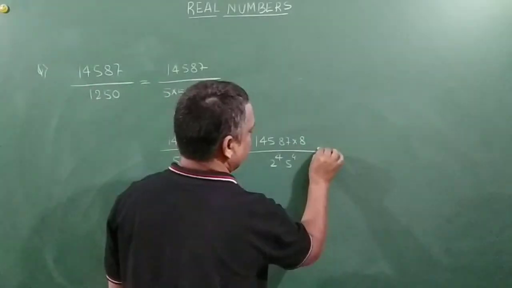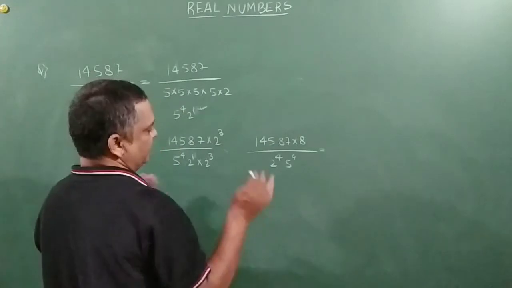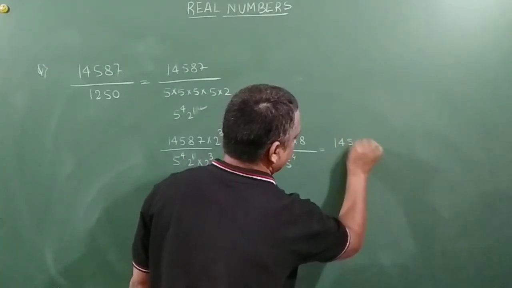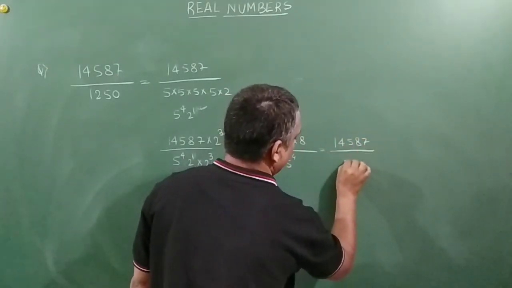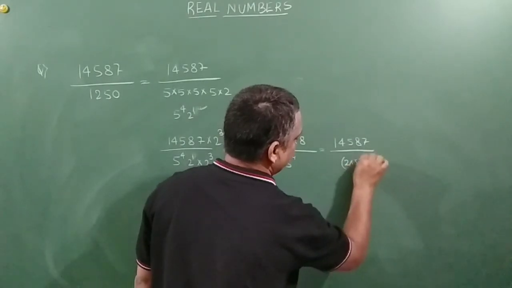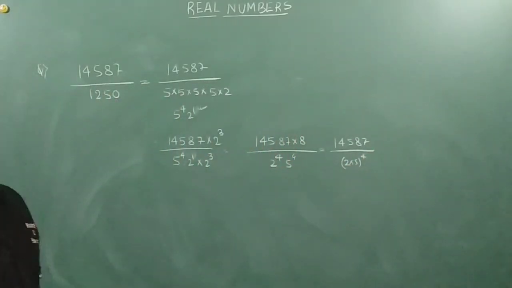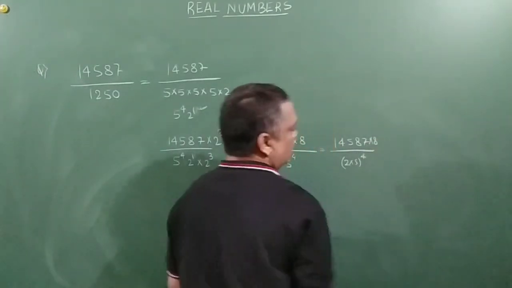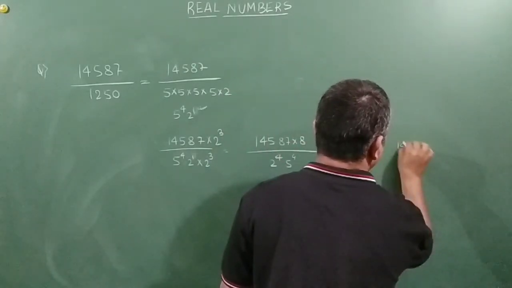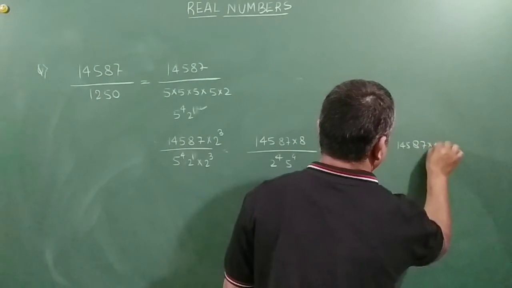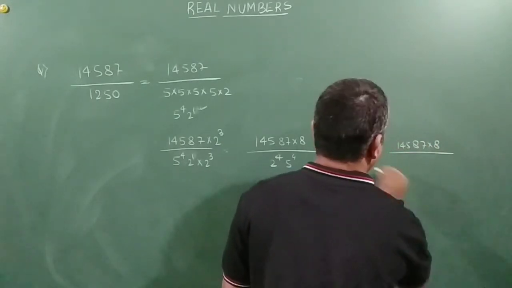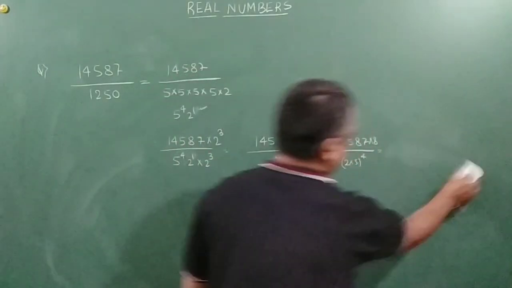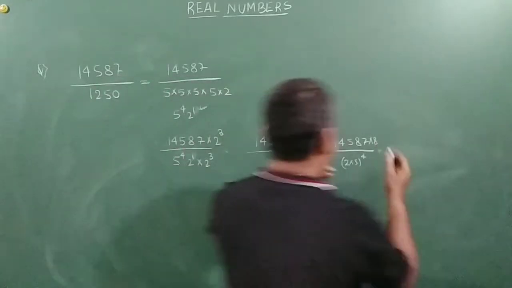Now you can multiply it, or since we just have to find the number of digits, this can be expressed as 14587 into 8 divided by 2 into 5 raised to power 4, that is 10 raised to power 4. If we multiply, then it is better. We can write the answer also. Okay, let us multiply.